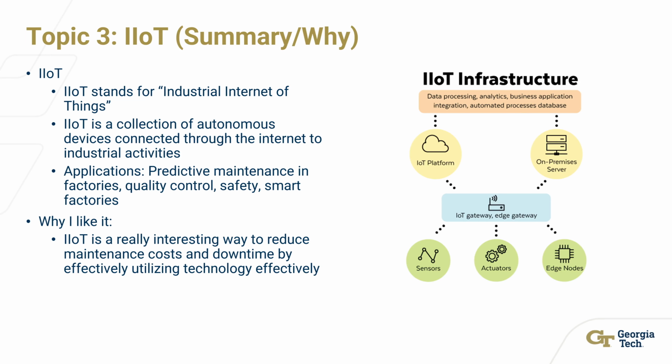Topic 3 is IoT. This is something that I researched in class. This is something that I thought was very, very interesting and something that I didn't know about going in. It's essentially Industrial Internet of Things is what IoT stands for. And it's a collection of autonomous devices connected through internet for industrial activities. And you'll find this used in predictive maintenance scenarios, quality control, safety, and smart factories.